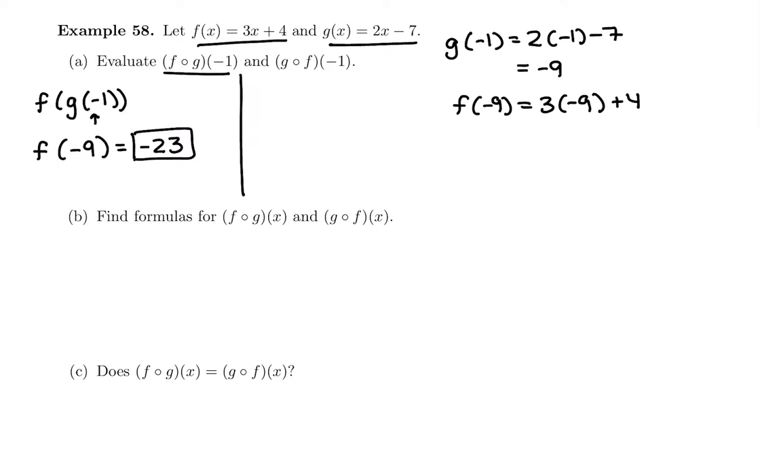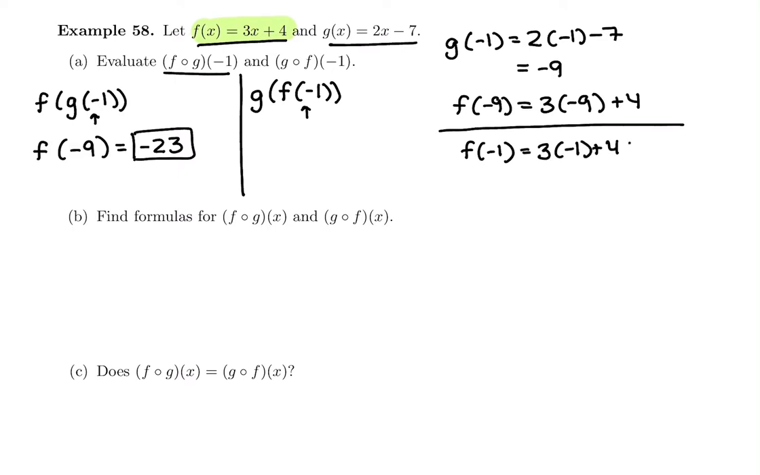Let's compare that if we go the other way. g of f of negative 1. So what does that mean we're starting with? We're going to start with f of negative 1. I'm looking at the function for f, which is 3 times negative 1 plus 4. So 4 minus 3 is just going to give me 1, which means to do g of f of negative 1 really means I'm doing g of 1, since that's what f of negative 1 is.